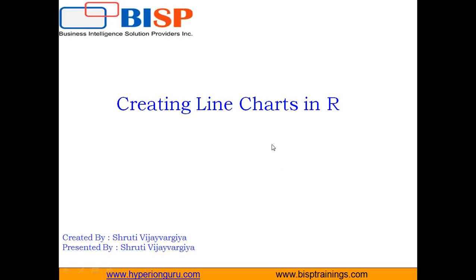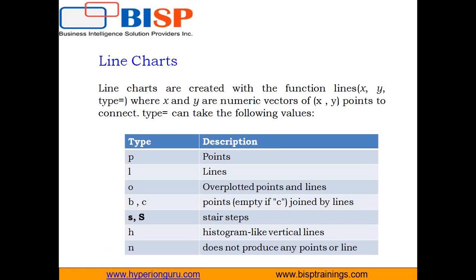A line chart or a line graph is a type of chart which displays information as a series of data points called markers connected by straight line segments. It is a basic type of chart common in many fields.